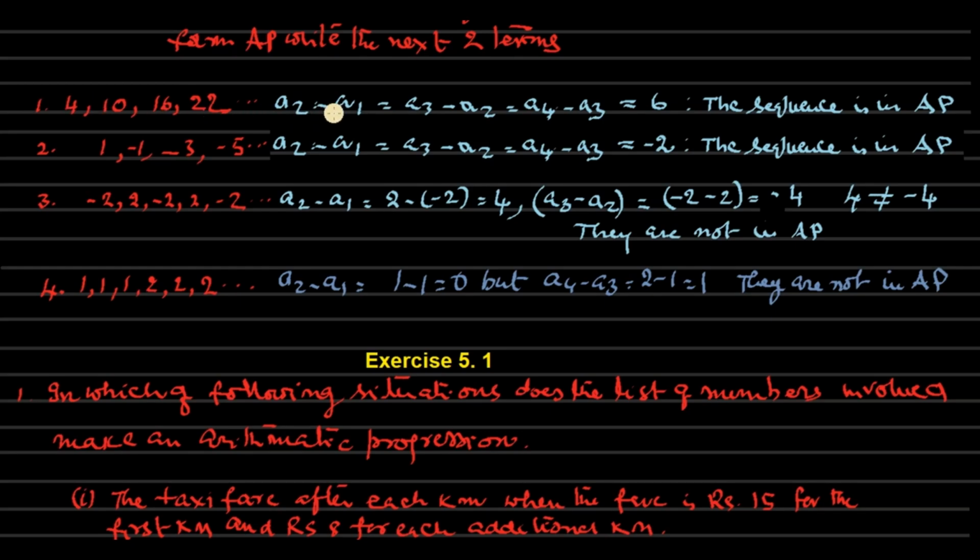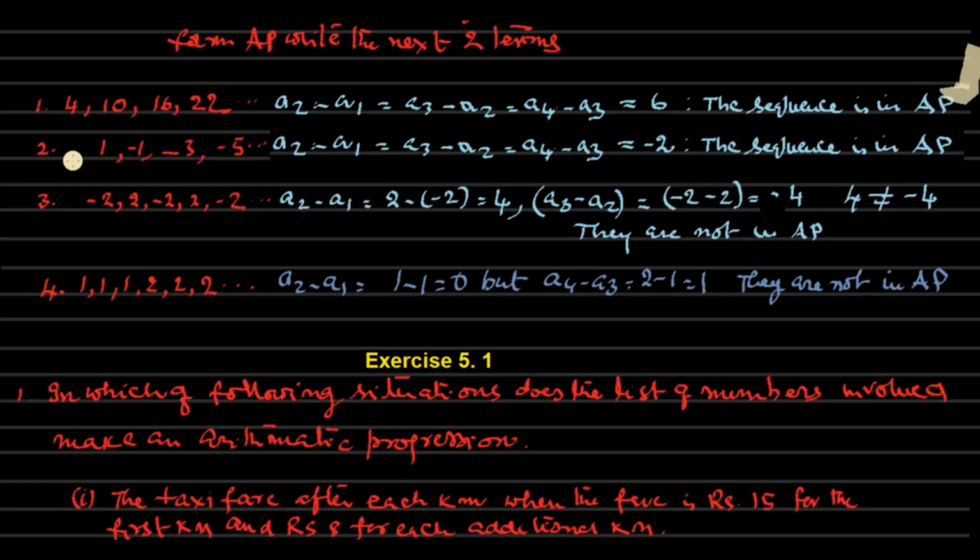So I have taken A2 minus A1. 10 minus 4 is 6. A3 minus A2. 16 minus 10 is 6. Very good. This is 6 and 6. And 22 minus 16, that is also 6. The sequence is in the AP.